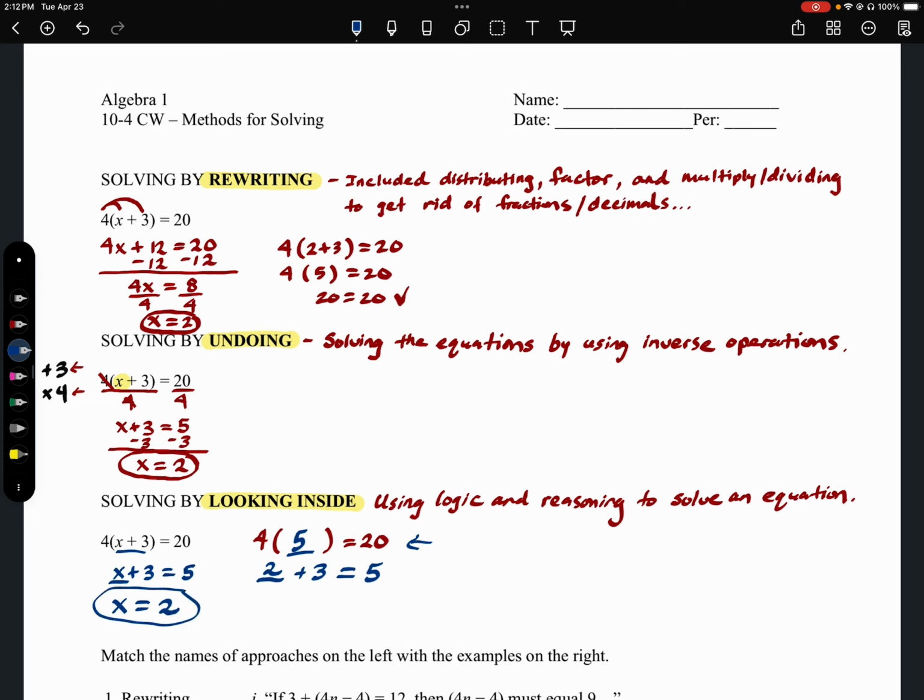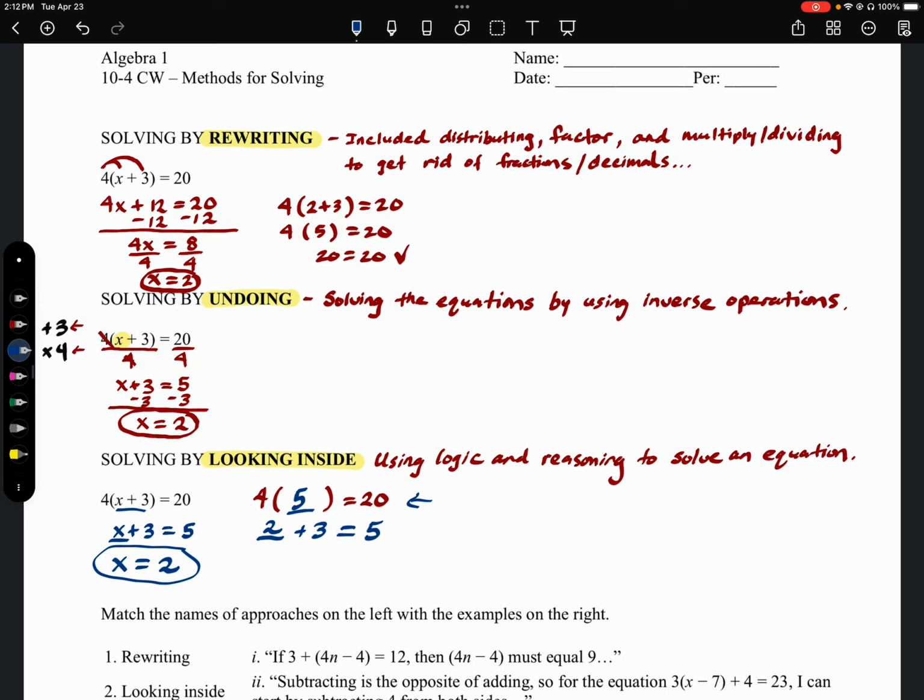So we get x equals 2. Okay, so it's just kind of using logic to help us figure out what our values would have to be. All right, let's slide down here for a moment.